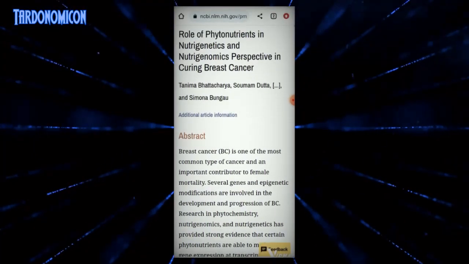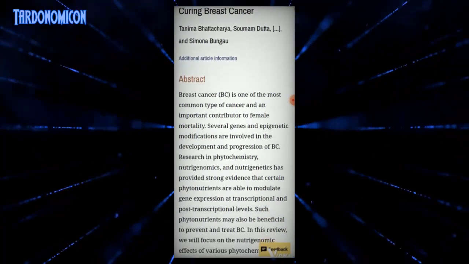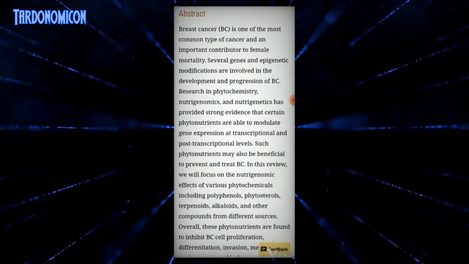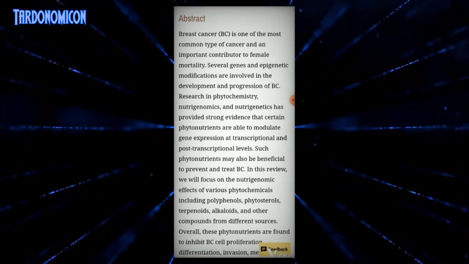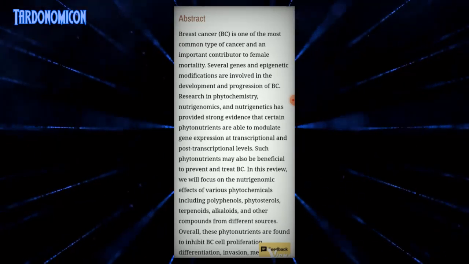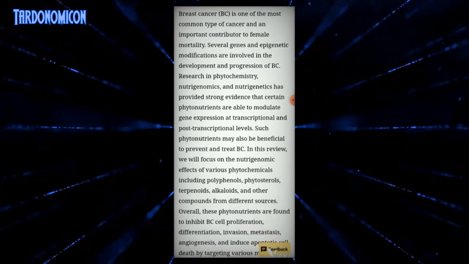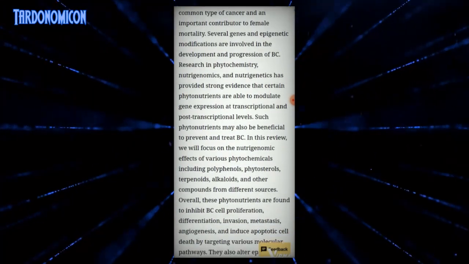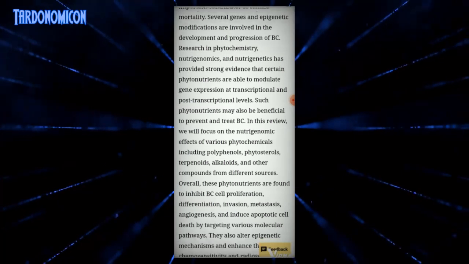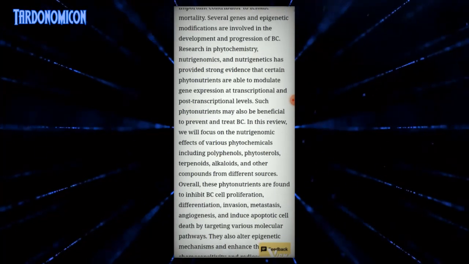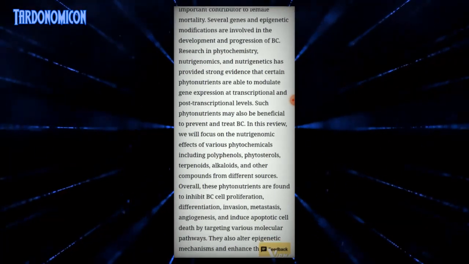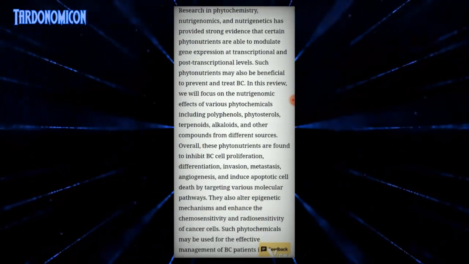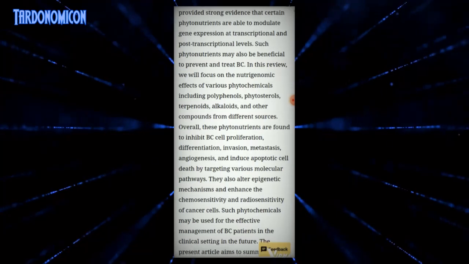Breast cancer is one of the most common types of cancer and an important contributor to female mortality. Several genes and epigenetic modifications are involved in the development and progression of breast cancer. Research into phytochemistry, nutrigenomics, and nutrigenetics has provided strong evidence that certain phytonutrients are able to modulate gene expression at transcriptional and post-transcriptional levels. Such phytonutrients may also be beneficial to prevent and treat breast cancer.